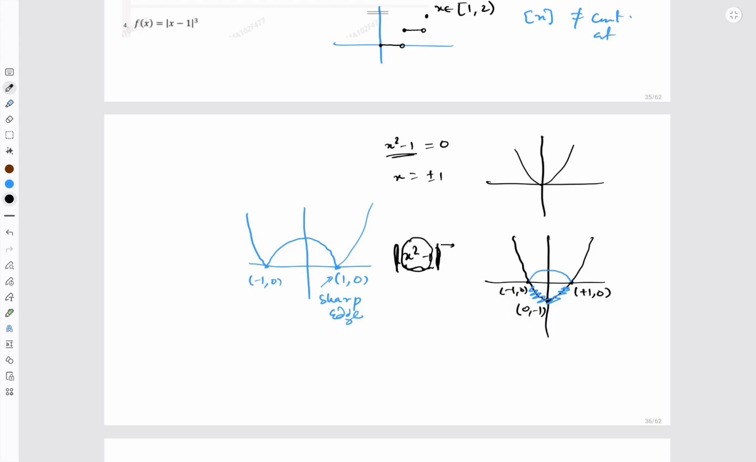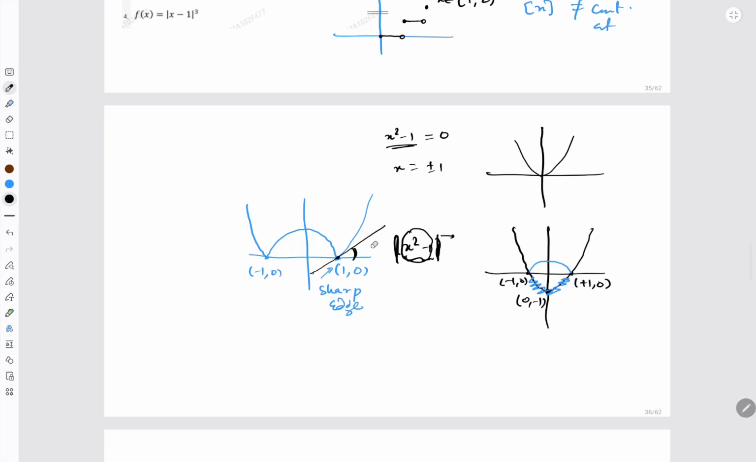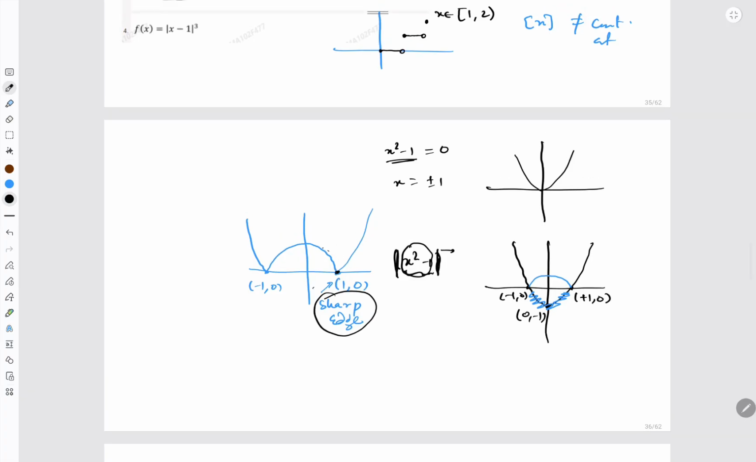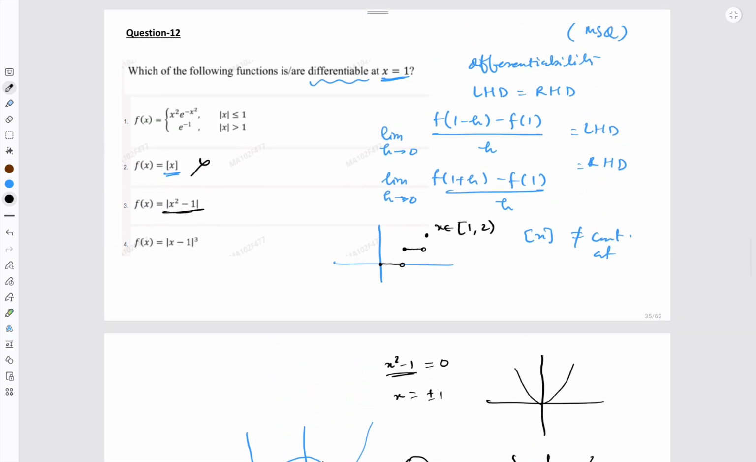Because from the left hand side, if I take the derivative, the slope at the point becomes this. The slope is positive from the right hand side, but from the left hand side, if I am coming at this point, the slope is negative. So that is why the function is not differentiable. In a sharp edge, that is the problem that happens. From both sides, you get two different values, so it is not differentiable.